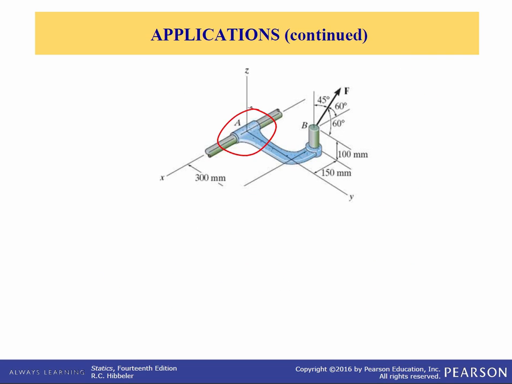Okay, let's talk about some applications first. So this sleeve at A, what if it can only hold a maximum resisting moment of 125 Newton meters about the x-axis? How would you determine the maximum magnitude of F before turning about the x-axis occurs? Well, we use the moment of a force about a specified axis. In this case, the specified axis is the x-axis, and we need to take the moment of the force and then find its component along the x direction.